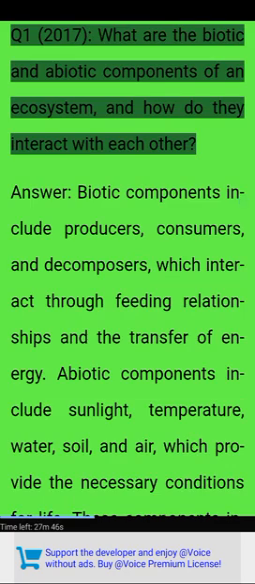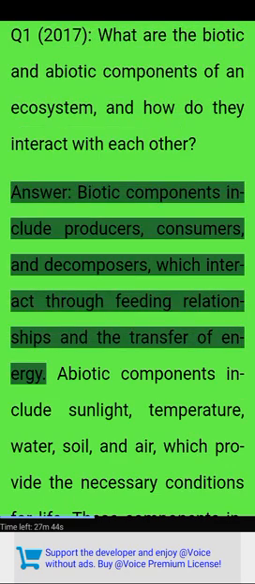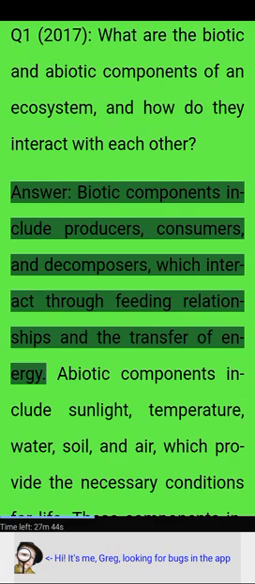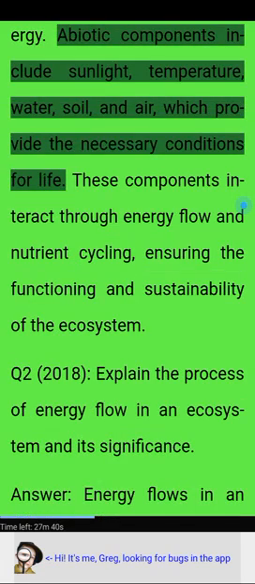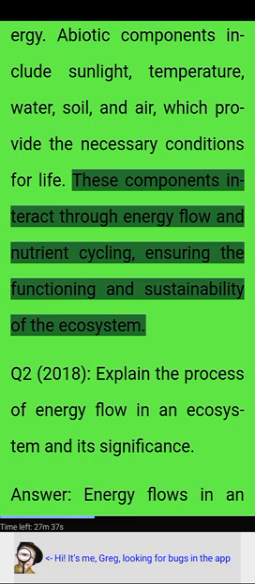Q1 2017. What are the biotic and abiotic components of an ecosystem, and how do they interact with each other? Answer. Biotic components include producers, consumers, and decomposers, which interact through feeding relationships and the transfer of energy. Abiotic components include sunlight, temperature, water, soil, and air, which provide the necessary conditions for life. These components interact through energy flow and nutrient cycling, ensuring the functioning and sustainability of the ecosystem.